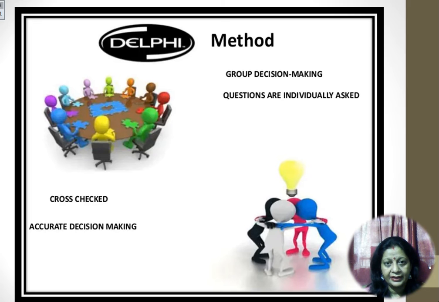Delphi method, in which the decision is taken in a group, which is known as group decision making. Questions are individually asked, cross-checked, accurate decision making. So before launching a product, when these kind of things take place, then this is known as the Delphi method.